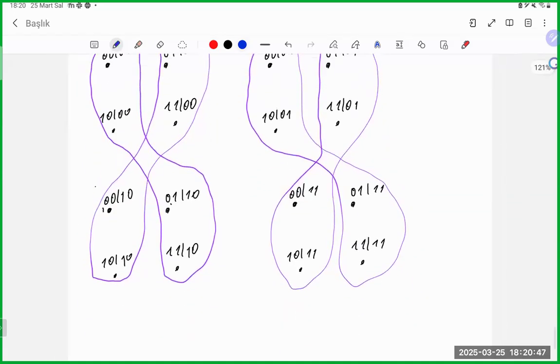So this is Alice's measurement choice depending on Bob's measurements.